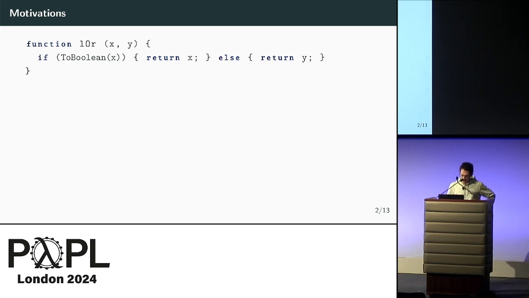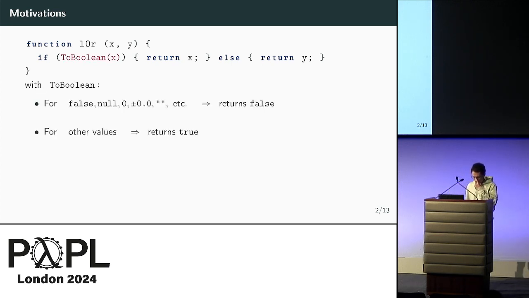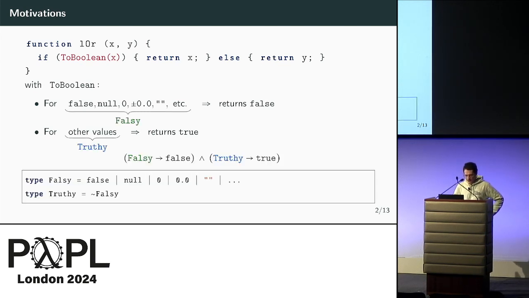But first, let's focus on toBoolean. So toBoolean is a function that takes a parameter. If it receives the value false, null, 0, the empty string, or some other values, it returns false. And for any other value, it returns true. What we're going to do is to give a name to the set of values that converts to false. We're going to call them falsy. And the other values, we are going to call them truthy. And now we can give a type to toBoolean.